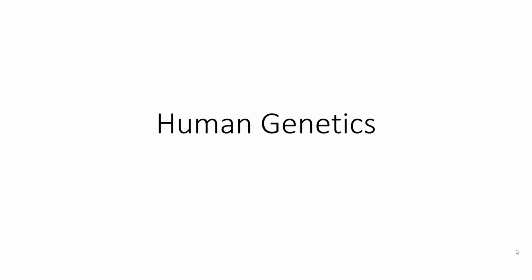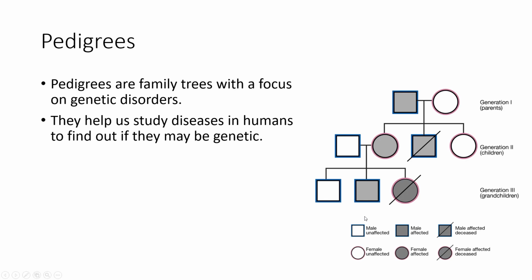This video is going to take us through Lab 10, which covers human genetics. To start us out, we need to talk a little bit about pedigrees. It's mentioned in that first chapter, but it's not really discussed in detail until later on. Pedigrees are essentially just family trees that look at a particular genetic disease.